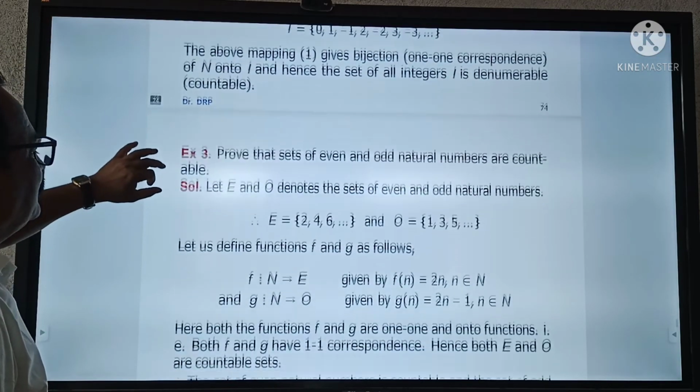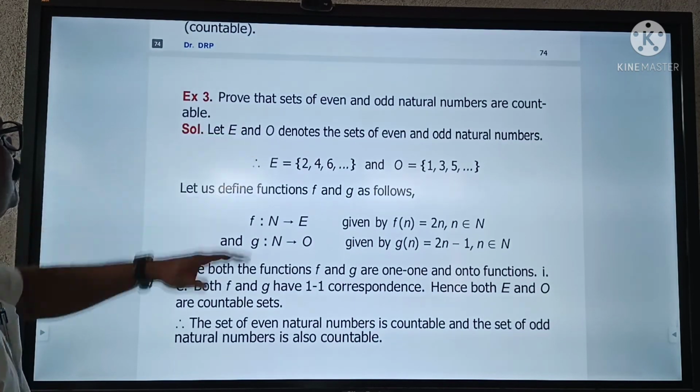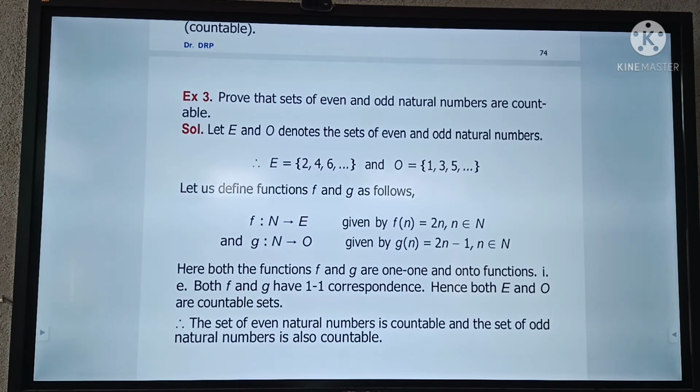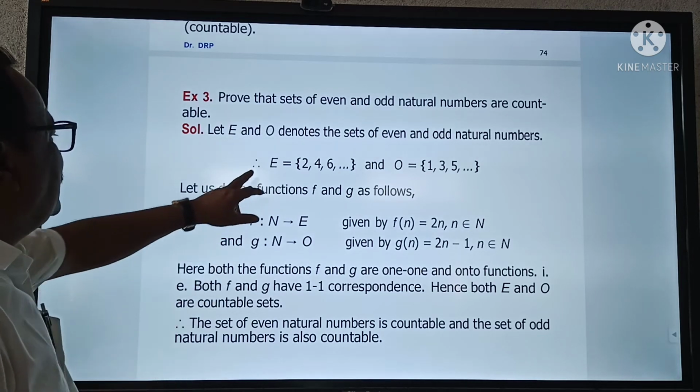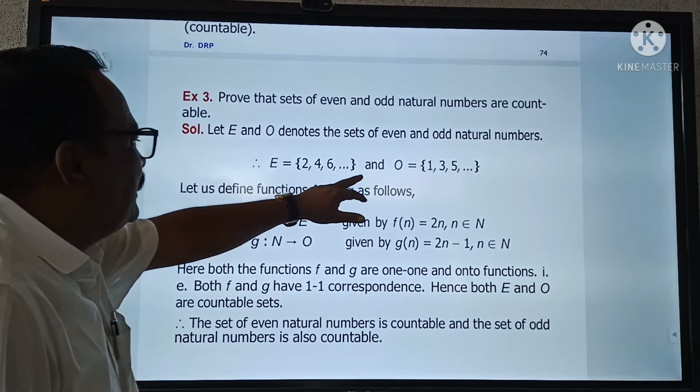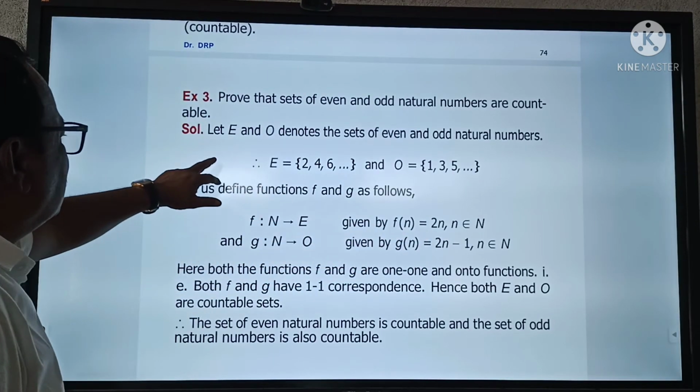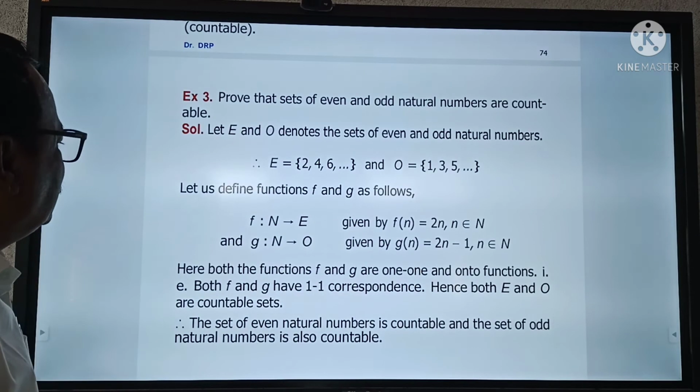So let me take one more example. Prove that the sets of even and odd natural numbers are countable. So the set of even numbers, that is E, means 2, 4, 6, and so on, and O means the odd natural numbers. So E and O denote the even and odd natural numbers.